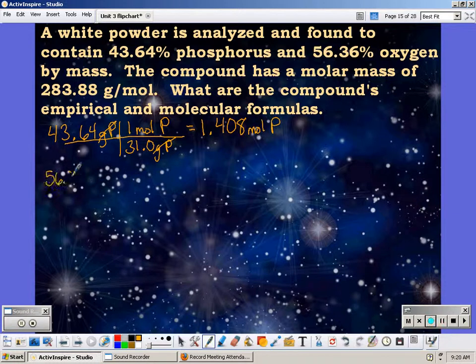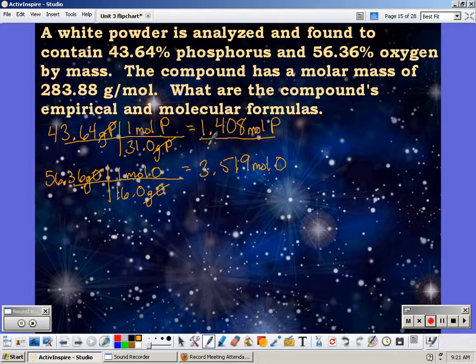56.36 grams of oxygen. Convert to moles of oxygen. Gives us 3.519 moles of oxygen. So then we're going to divide by the smallest, which is our phosphorus.